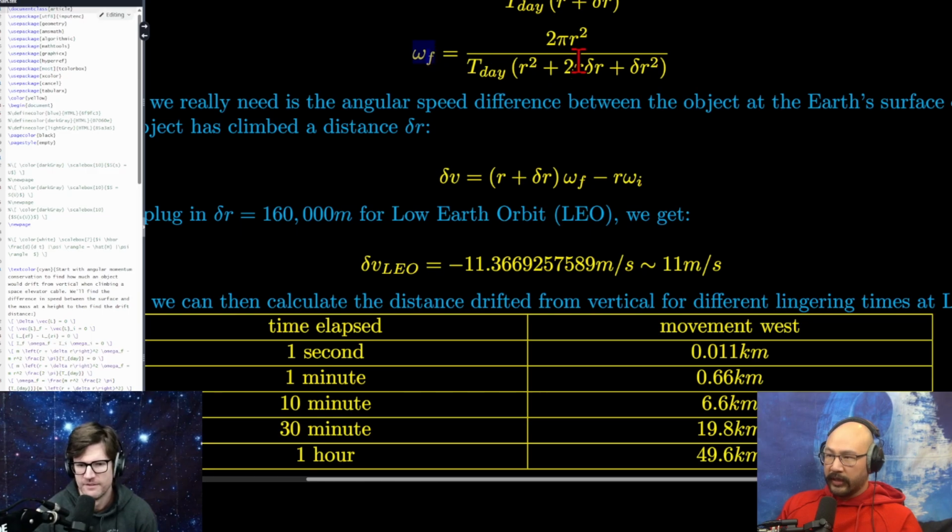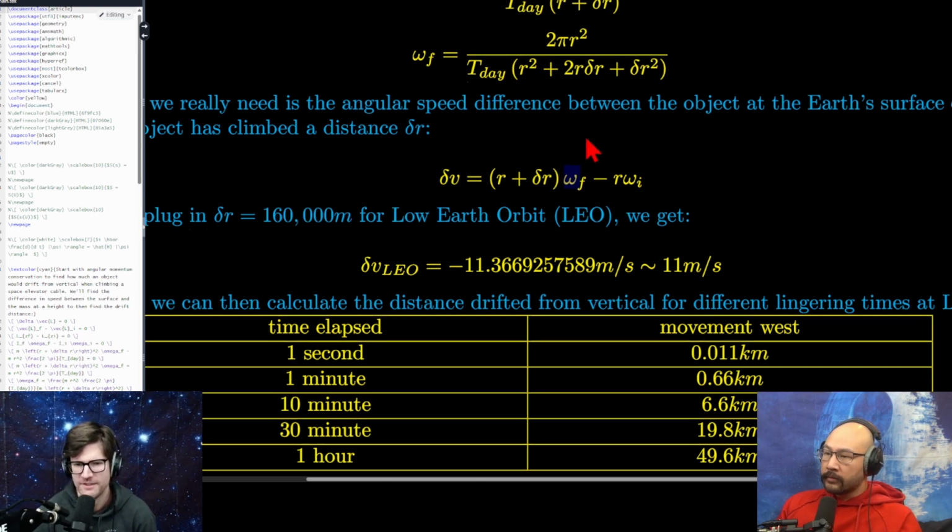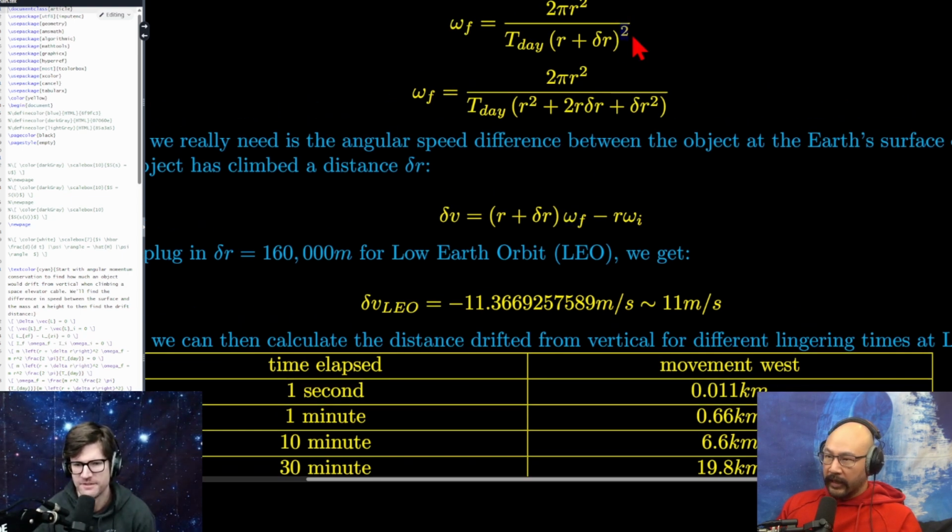So you plugged this thing into there. Yeah, and I did not show it plugged in. I guess I could have. Maybe I should have, because look at this, the r plus delta r squared on the bottom, one of those cancels, which simplifies the calculation. I think that's a good idea.